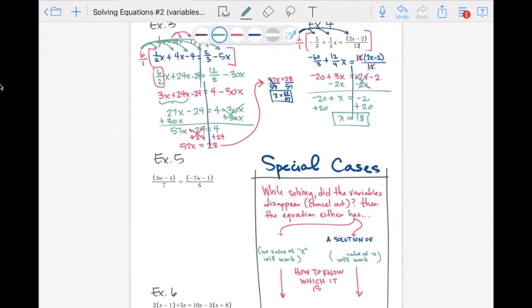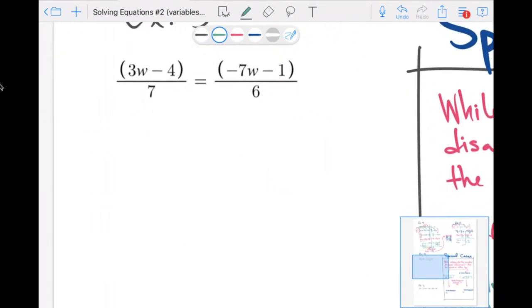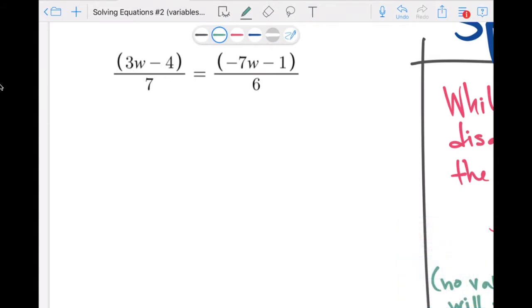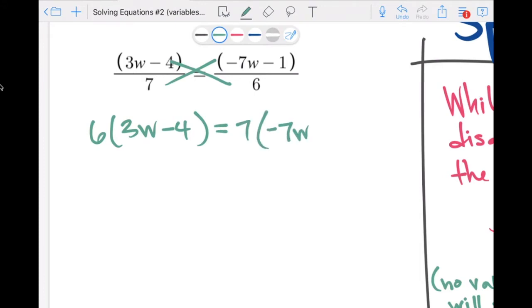Okay, last couple. So here, we did something similar to this on the last video, but we didn't have variables on both sides. But I want you to notice that we have kind of a fraction or a ratio set up, where it's like a numerator and a denominator on the left side set equal to a numerator and a denominator on the right side. So remember, we can cross multiply. So we're going to multiply 6 times 3w minus 4 and say that's equal to 7 times negative 7w minus 1.